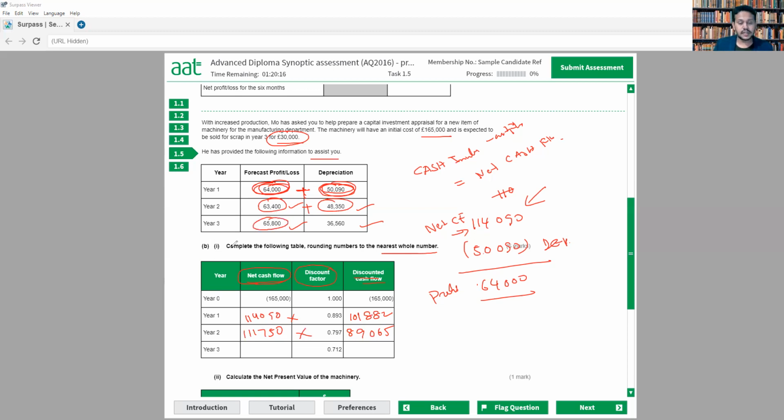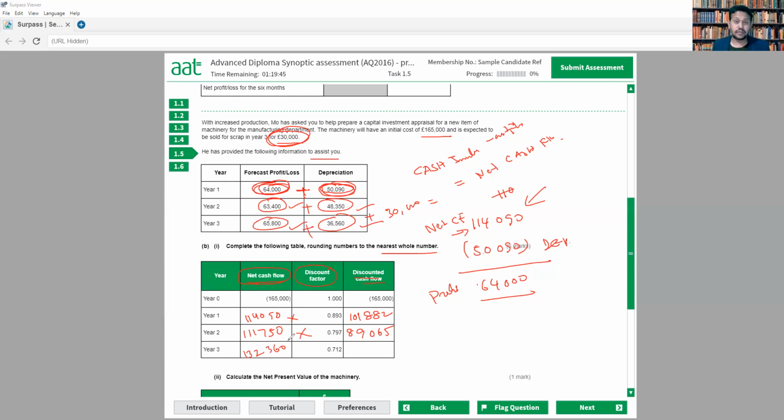So we have 65,800, that's a profit, and we have a depreciation. So we're going to add these two, plus we're going to add this 30,000, to find my net cash flow. So 65,800 plus 36,500 plus 30,000 will give us 132,360. So that's my total net cash flow.